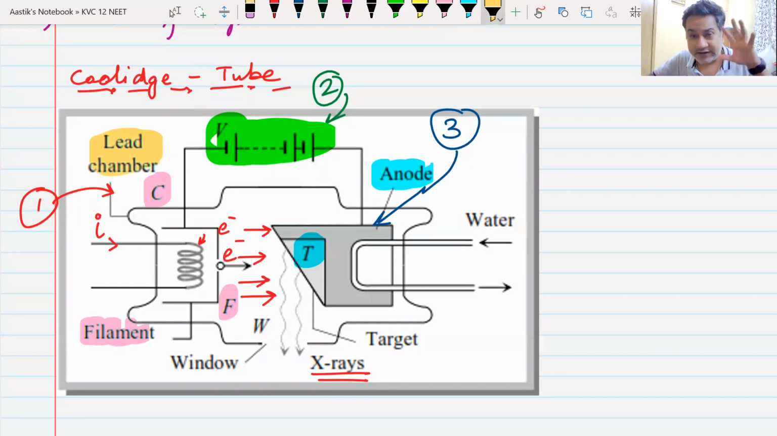Why is this lead chamber here? Lead is a good absorber of radiation. These radiations are very harmful, so if they get out, it is going to be a problem. So it absorbs all these harmful X-rays and only allows X-rays to come out from this point.